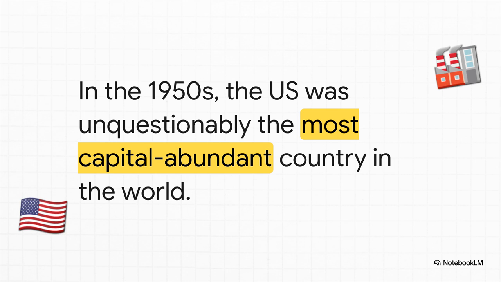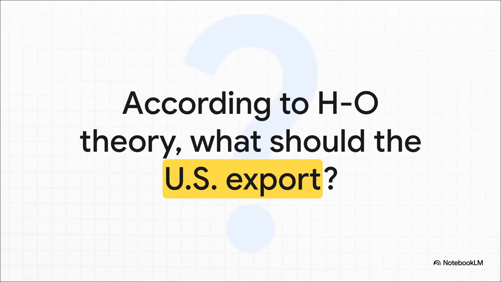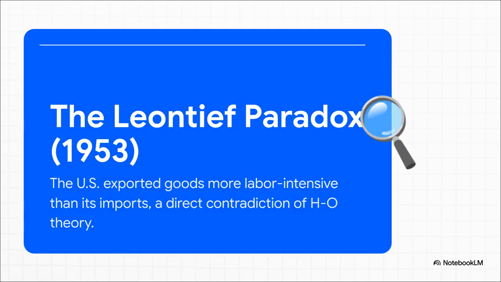The theory's prediction should be a slam dunk. So I'm asking you, based on everything we just discussed, what should the U.S. have been shipping out to the rest of the world? The theory says you export what you have in abundance. The U.S. had an abundance of capital, so the answer should be capital-intensive goods, right? Things like heavy machinery, sophisticated equipment. Seems obvious. And then came the bombshell.